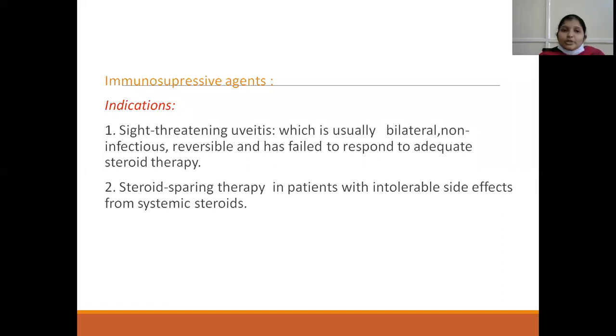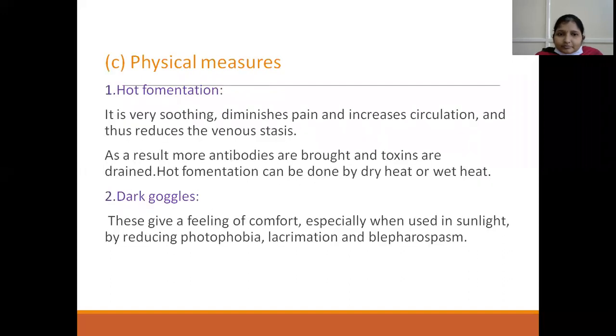Next, coming to immunosuppressive agents. So what are the indications for immunosuppressive agents? These are used for sight-threatening uveitis, which is usually bilateral, non-infectious and reversible, and it has failed to respond to adequate dosage of the steroid therapy. And also in steroid-sparing therapy, used in patients who have side effects due to systemic steroids.